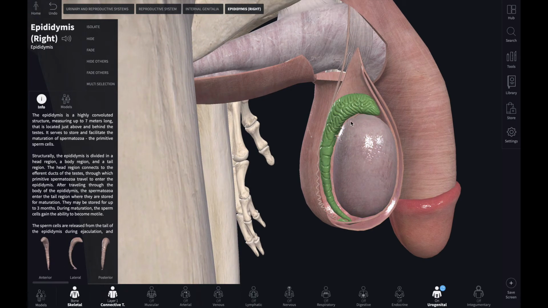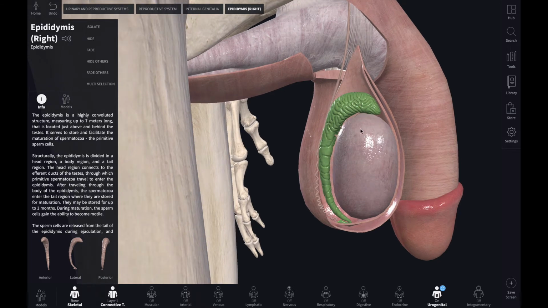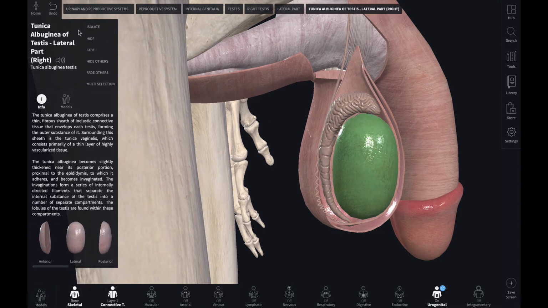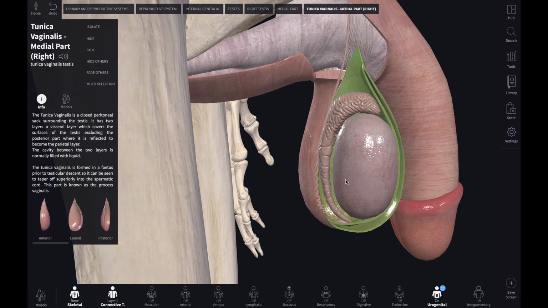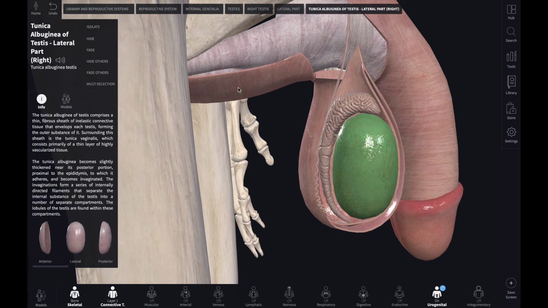This testis is connected to a comma-shaped structure which has a lot of tubes. It is called the epididymis. Now we have to cut the testis and see the cross section. The outermost layer is the tunica vaginalis. Then you approach the testis. After this layer, the outermost layer of the testis is called the tunica albuginea.